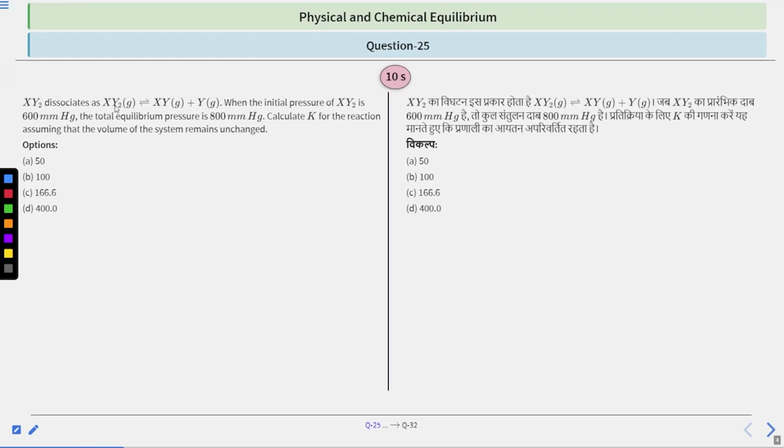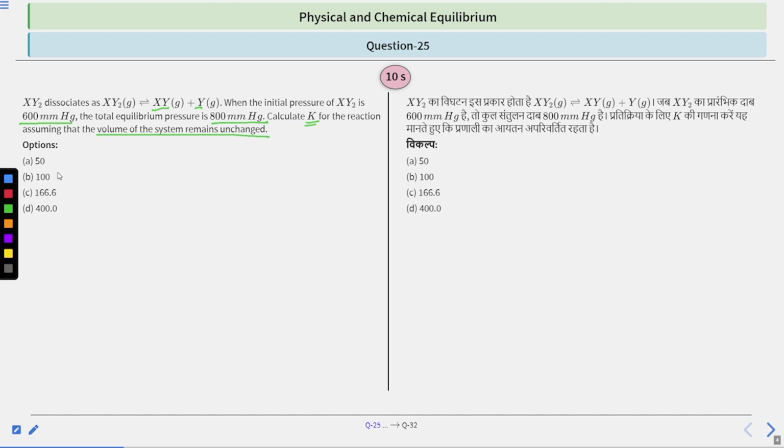XY2 dissociates into XY and Y. When the initial pressure of XY2 is 600 mmHg, the total equilibrium pressure is 800 mmHg. Calculate K for the reaction, assuming that the volume of the system remains unchanged. The highlighted points are that the volume remains unchanged, the initial pressure of XY2 is 600 mmHg, and the total pressure at equilibrium is 800 mmHg. We have to find out K.